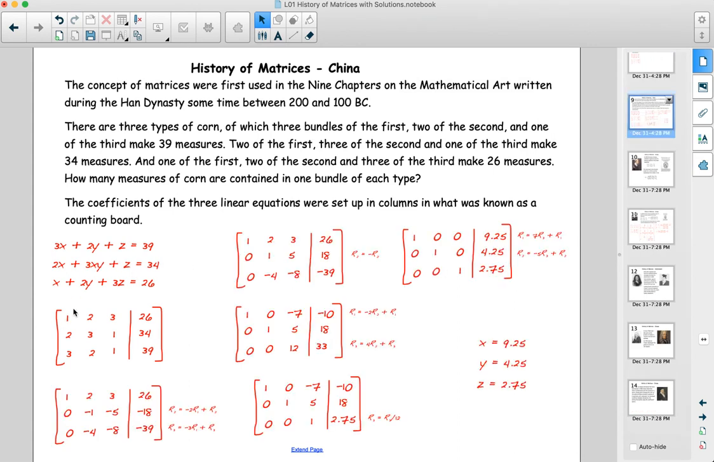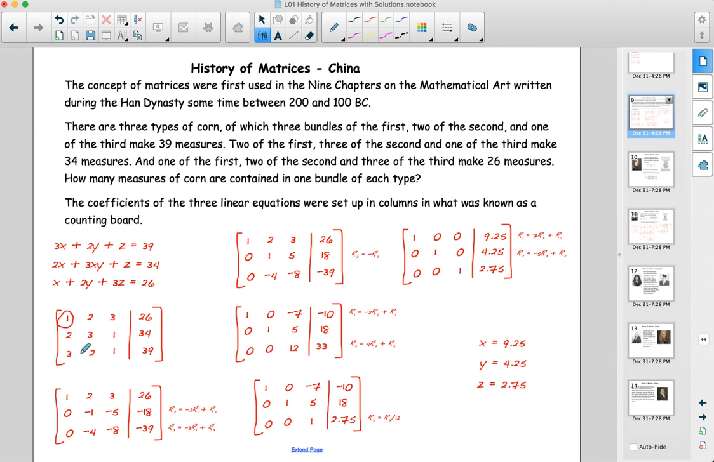I am now going to use this pivot here to eliminate the x components here. So if I multiply row 1 by -2 and add it to row 2, I will make this 0. So -2 times 1 plus 2 gives me that. -2 times 2 plus 3 gives me that. -2 times 3 plus 1 gives me that. -2 times 26 plus 34 gives me -18.